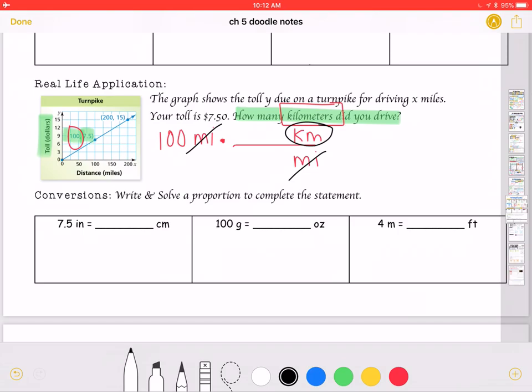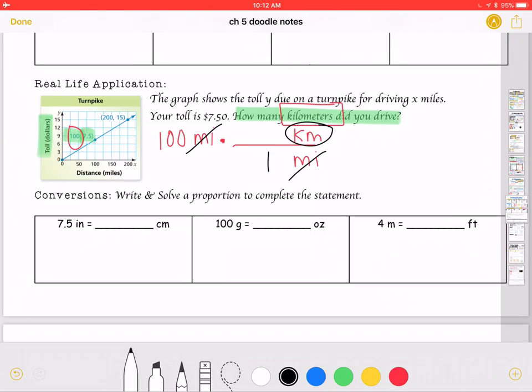So now we need to figure out what is that conversion factor. For every 1 kilometer, or actually what you should rather do is you always want your denominator to be 1. So for every 1 mile, how many kilometers is that? So you could easily, if you don't have the conversion chart, type into Google, 1 mile is how many kilometers? And it'll give you that conversion if you need it.